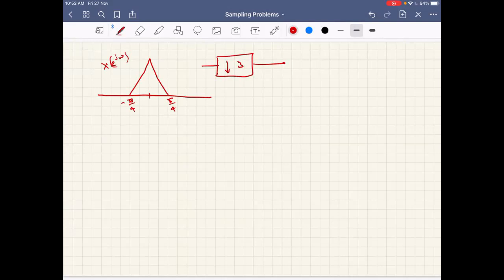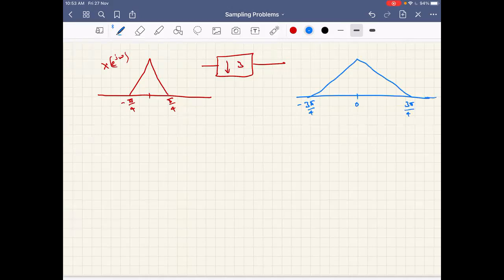Sure, it will expand, sir. Minus 3 pi by 4 to 3 pi by 4. Right, it will expand from minus 3 pi by 4 to 3 pi by 4. And it will only expand? Is there any other thing that will happen? Other terms will also come, sir. Other extra terms will come. Yeah, so other replicas will come, as you said.